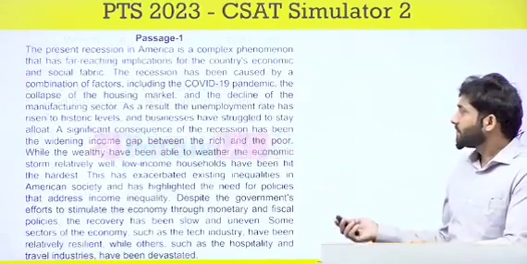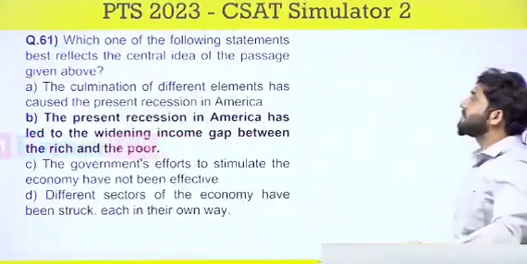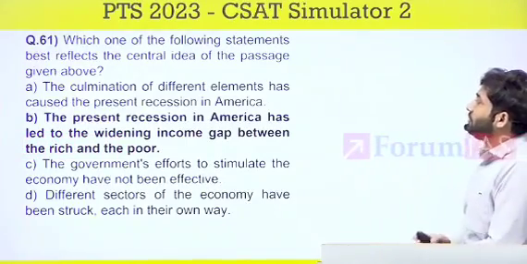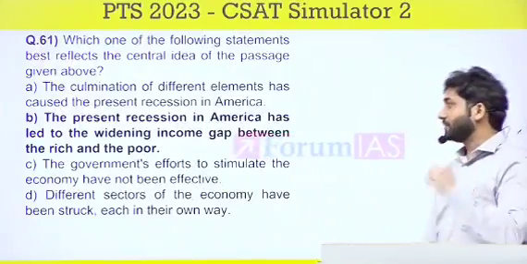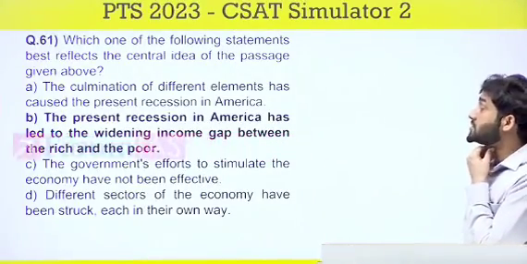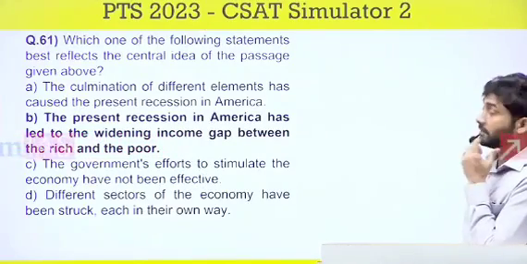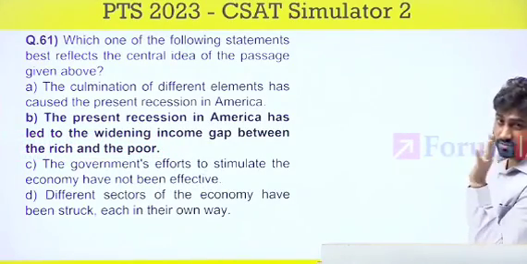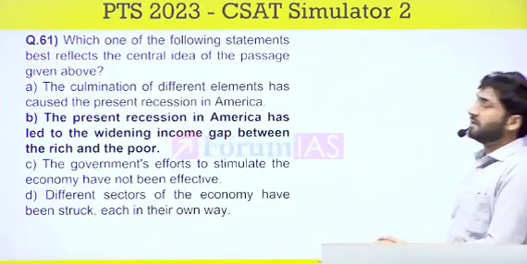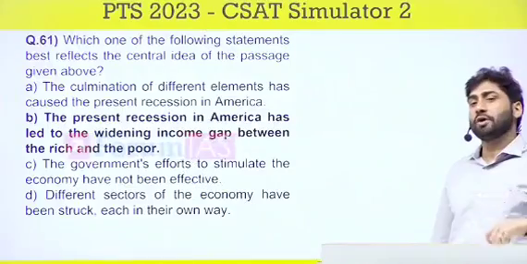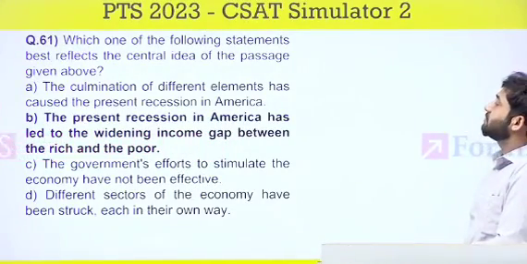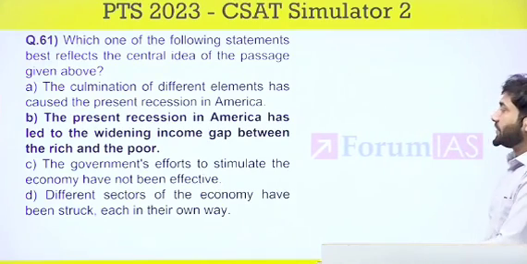Let's see the question. Which one of the following statements best reflects the central idea of the passage given below? The main theme, main point. The culmination of different elements has caused the present recession in America. In a way, it's true, because some mention, but this is just an opinion. It's not the main point. It's one supporting point. The present recession in America has led to the widening income gap between the rich and the poor.